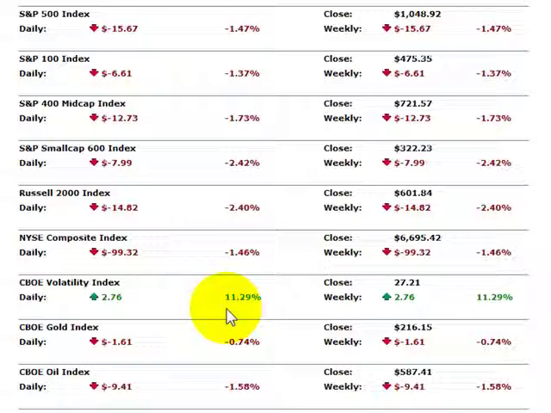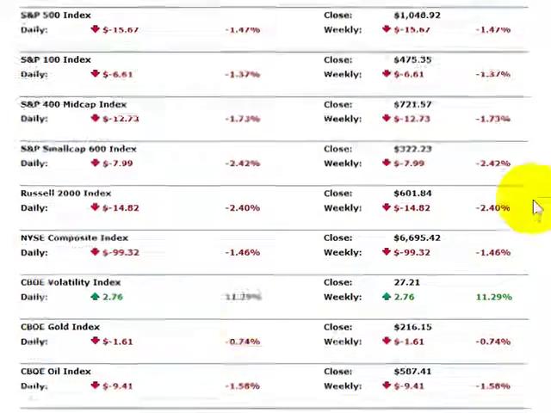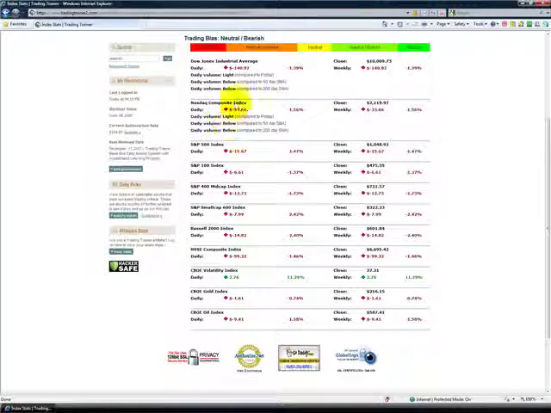Volatility jumped double digits, 11.29%, all the way up to 27.21. Gold fell 0.74 and oil 1.58. Something to pay attention to here is it looks like the techs and the small caps, followed by the mid caps, led this decline. And of course, when commodities take a hit, it means that they're selling across the board. But of course, light volume. Most people were sitting on their hands.